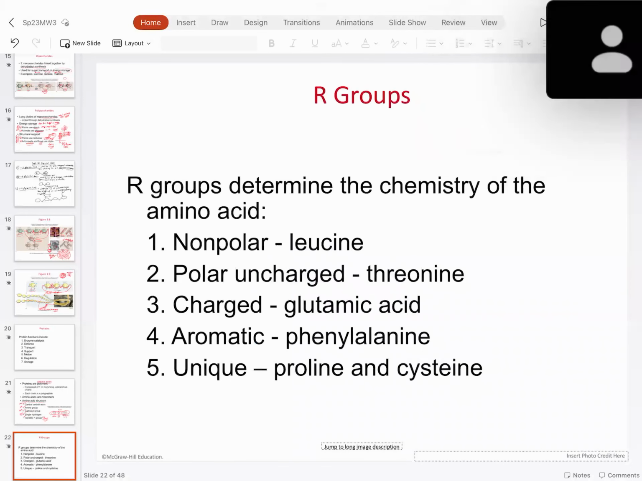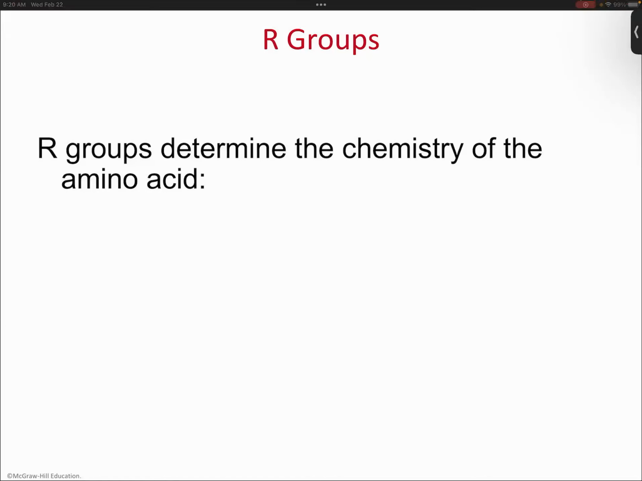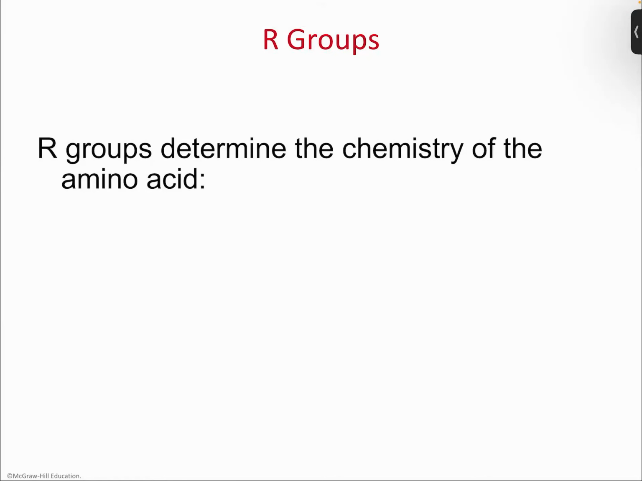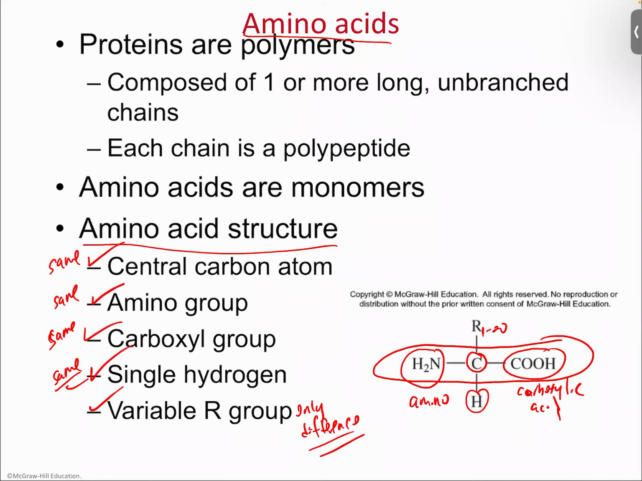Okay, let's pick up where we left off. We're talking about proteins, right? And so we are looking at the R groups. We left off talking a little bit about the basic structure of the monomers to build proteins from, right? So you build your proteins from amino acids.